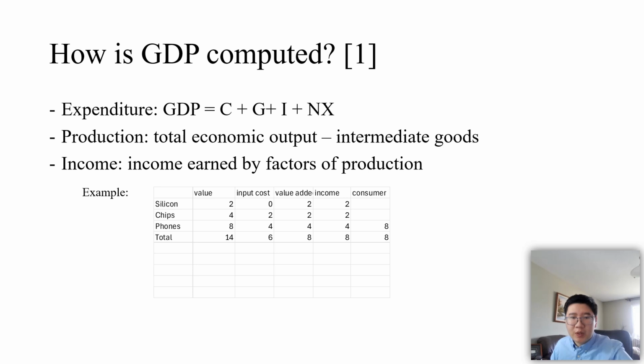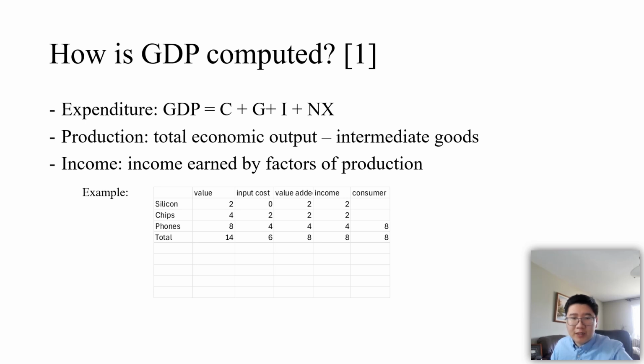And so if you were to compute GDP using all three approaches, it would sum up to 8. So using the expenditure approach, only the consumers spend. It's $8 or a value of 8, and the production approach is the total economic output, which is the total value minus the intermediate goods, which are the input costs, and 14 minus 6, that's going to be 8.